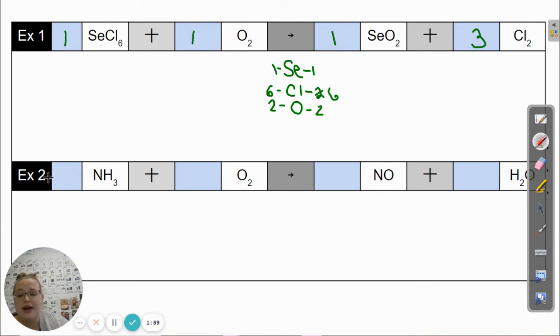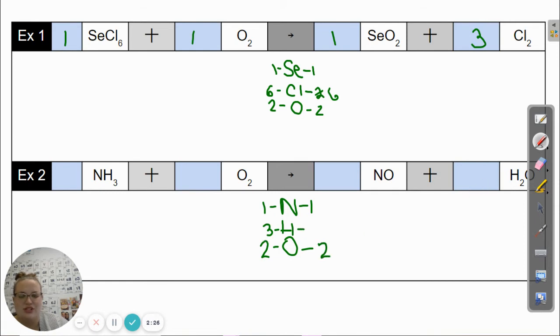All right, on the second one, I have NH3 and O2. So N, H, and O. I have 1 N, 3 H, and 2 O, and that's on my reactant side. On my product side, I have 1 N, 1 plus 1 makes 2 O, and I have 2 H.